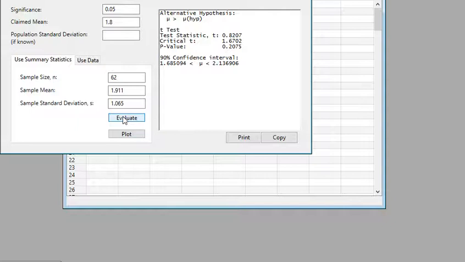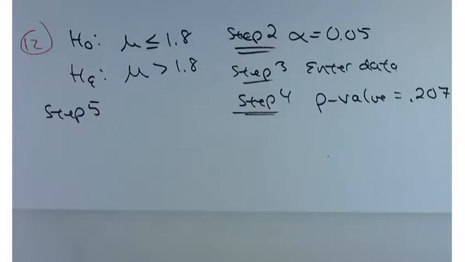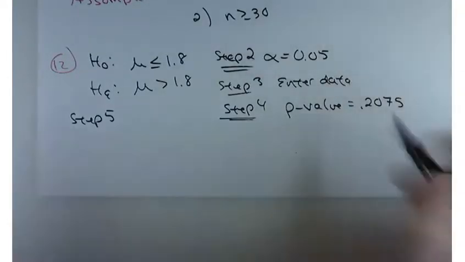What do I need here at step 4? The p-value. So in this case, the p-value is 0.2075. In step 5, you got to decide whether or not you're going to reject or accept. So take a minute and decide what you think. Are we going to accept or reject the null hypothesis? So here's your alpha, here's your p-value.